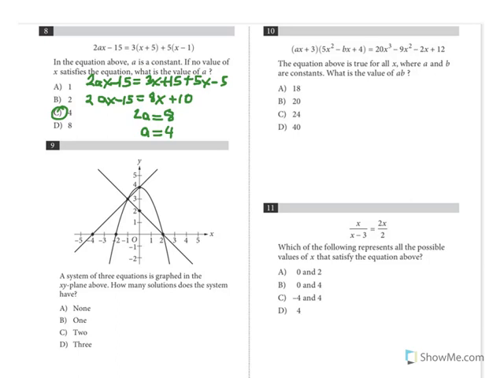A system of three equations is graphed in the xy-plane above. How many solutions does the system have? All right, so we should know that with a system of three equations, just like a system of two equations, their solution is where they intersect. And in this case, it has to be where all three intersect. And all three intersect only at that one point right there. So it is answer choice B, one solution.